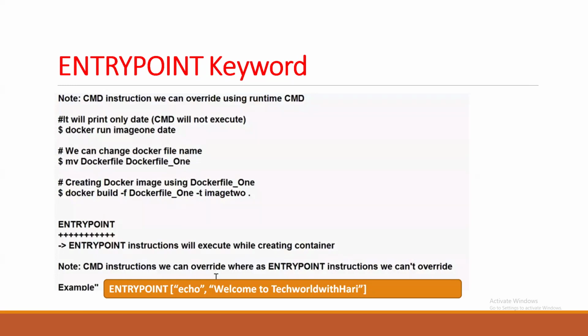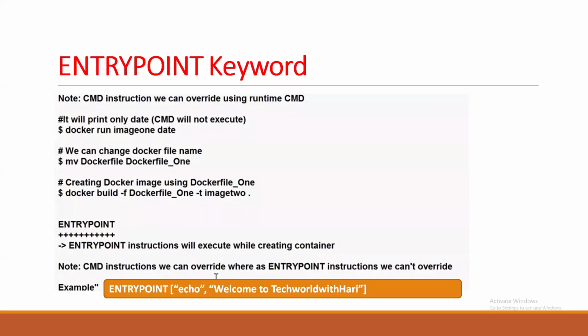Docker run image one date. So we can change the Dockerfile name by using the move command. Then create a Docker image using Dockerfile 1: docker build -f Dockerfile1 -t image2 .